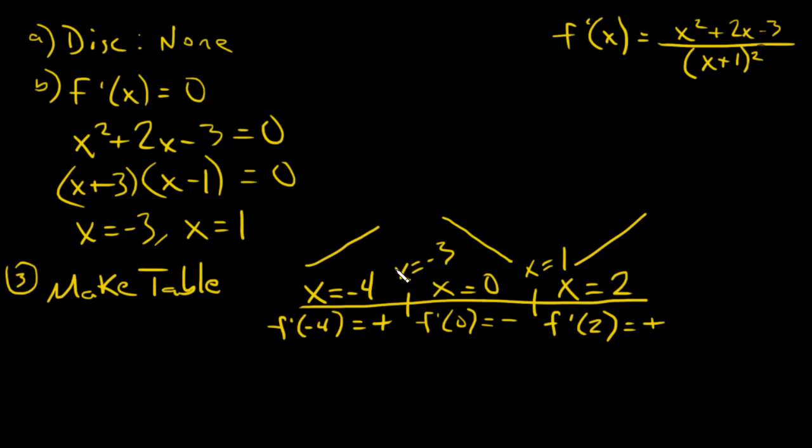So what do we have at x equals negative 3? Up then down means this is a max. And then at x equals 1, we have down then up, which means this is a min. Okay? So now I need the y values and to sketch the graph. I'm going to clear this. So now I need my y values.